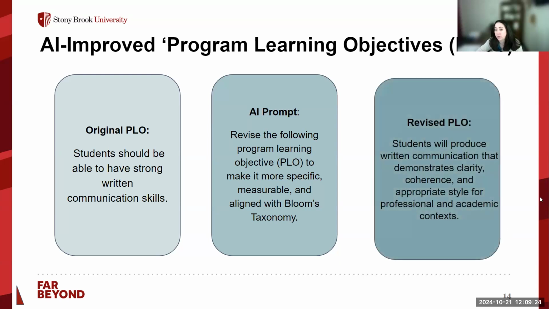So the revised PLO would read, students will produce written communication that demonstrates clarity, coherence, and appropriate style for professional and academic contexts. So that right there gives you a little bit more of actionable criteria, maybe stuff that you could put into a rubric and expand upon a little further when you actually go to measure students' ability in that area.